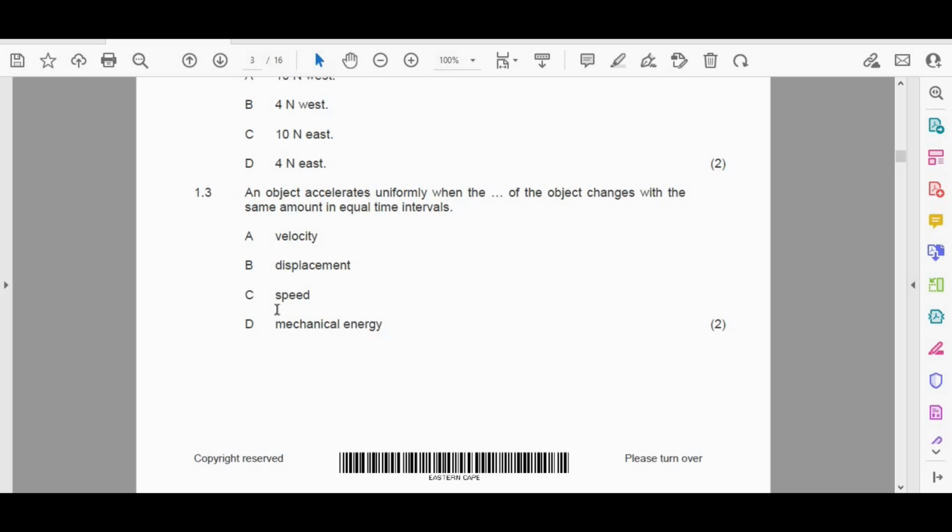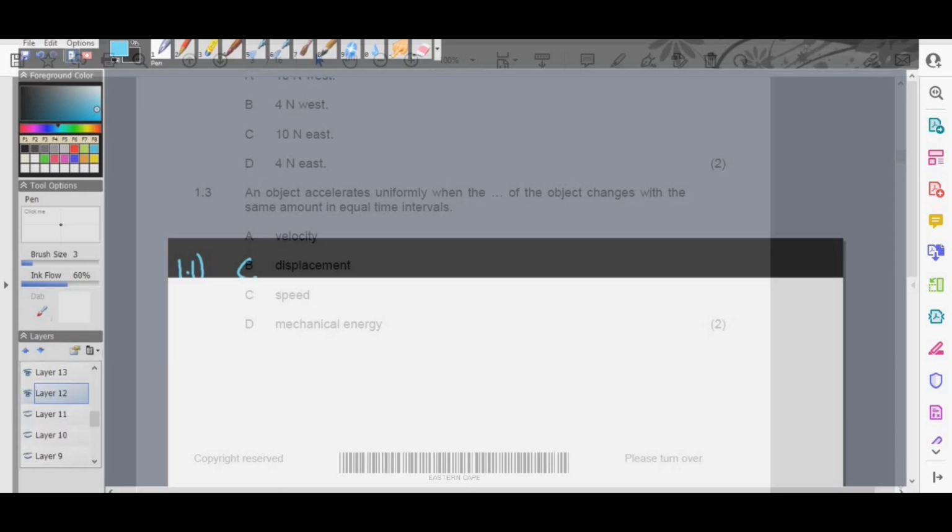Speed is a scalar quantity. We are not really looking at equal time intervals or the word uniformly with speed, so I'm going to rule speed out. Displacement is just a change in position and no acceleration. The only time we look at acceleration is with the word velocity. So for 1.3, it must be option A.